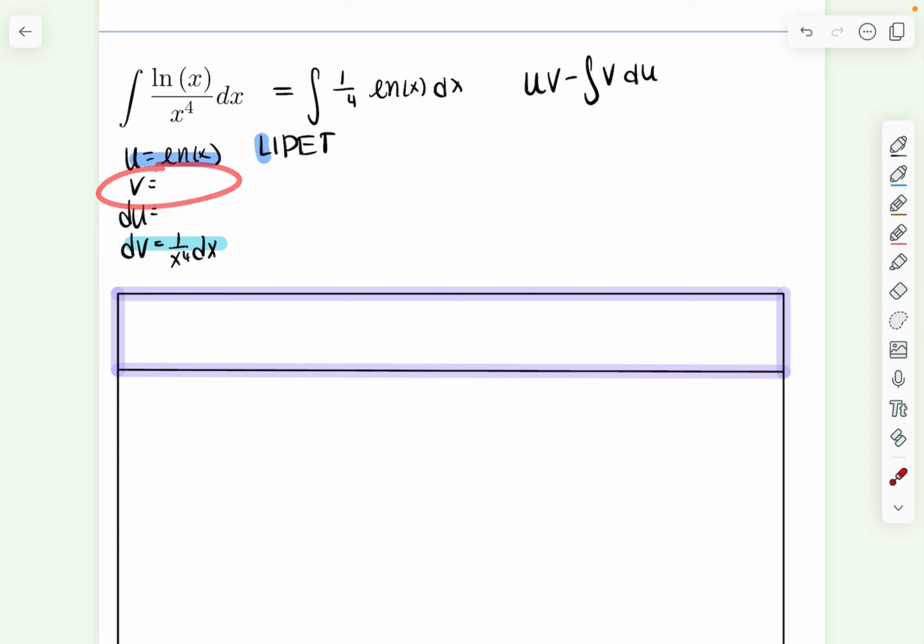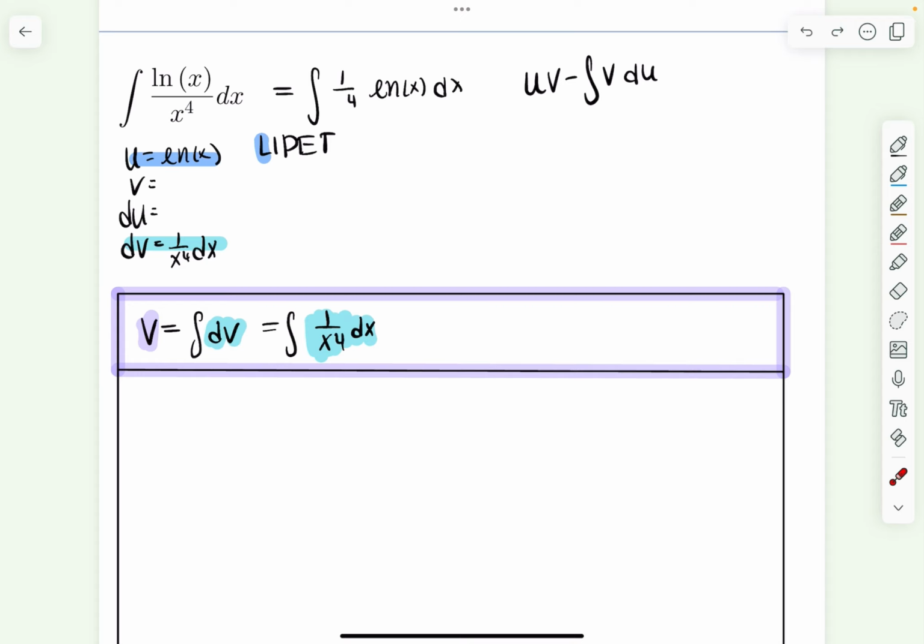Now whatever's left becomes our dv. To find v, that is the first integral that you take in integration by parts. So v is the integral of dv, which in this case is 1 over x to the fourth dx. We can rewrite that as the integral of x to the negative fourth dx. Negative 4 plus 1 is negative 3, so we're dividing by negative 3, so pull out the negative 1/3. x to the negative third, we can rewrite that, plus c. It's negative 1 over 3x cubed plus c, and that is our v. Now our du is just the derivative of u times dx, so that's going to be 1 over x dx.